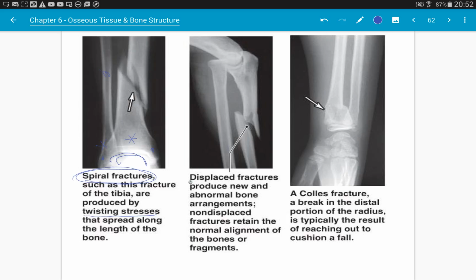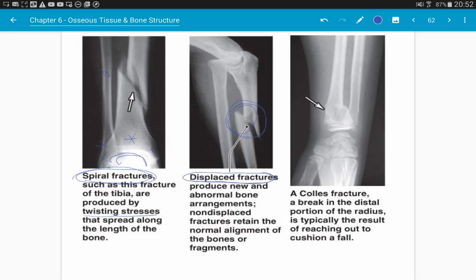Then talking about displaced fractures, this is where you have a fracture and it's not in its normal alignment. It is out of alignment, as you can see in this picture. You would have to have surgery to align these bones back into position because it would not be able to do it on its own.